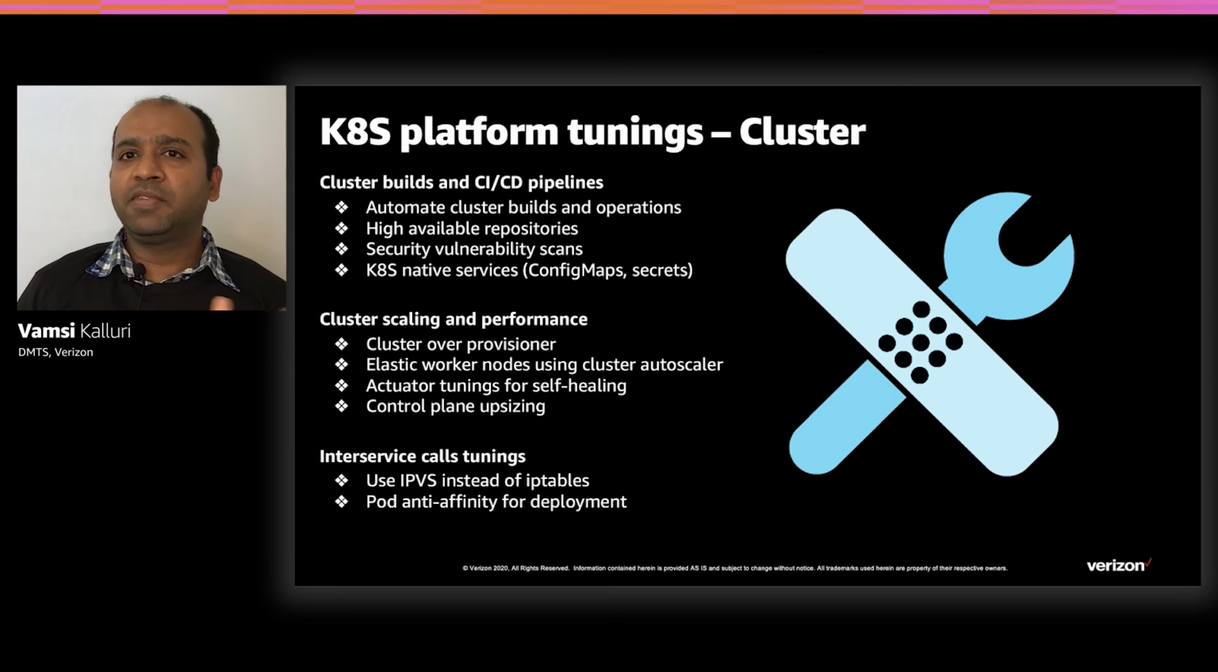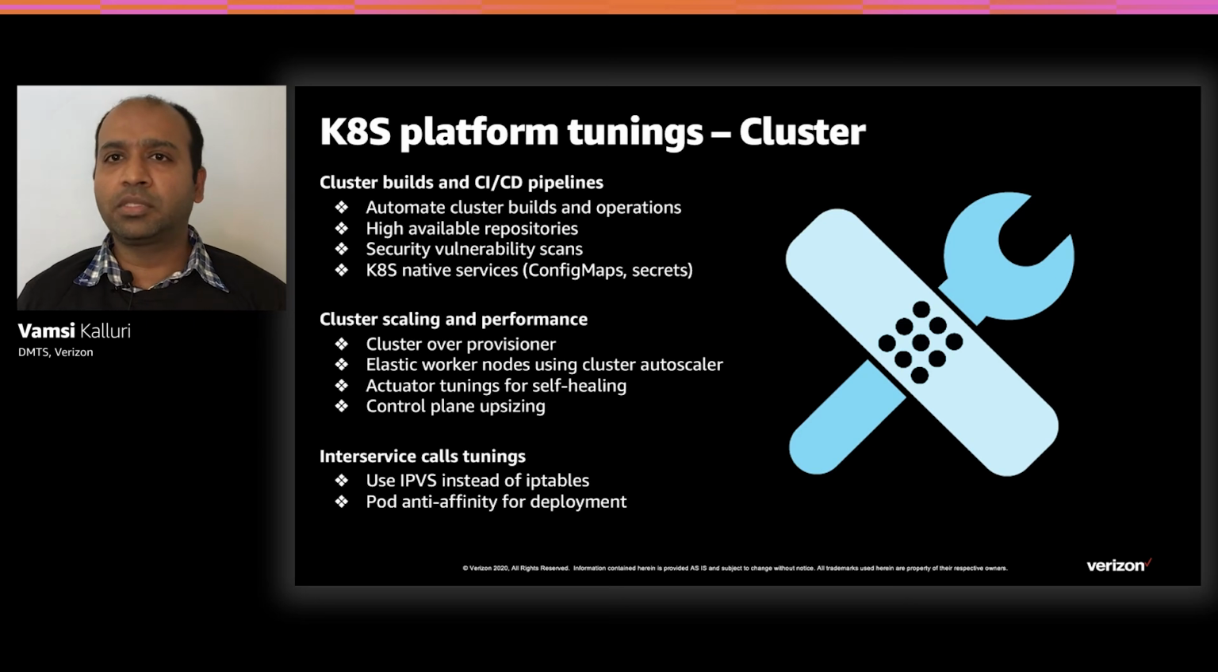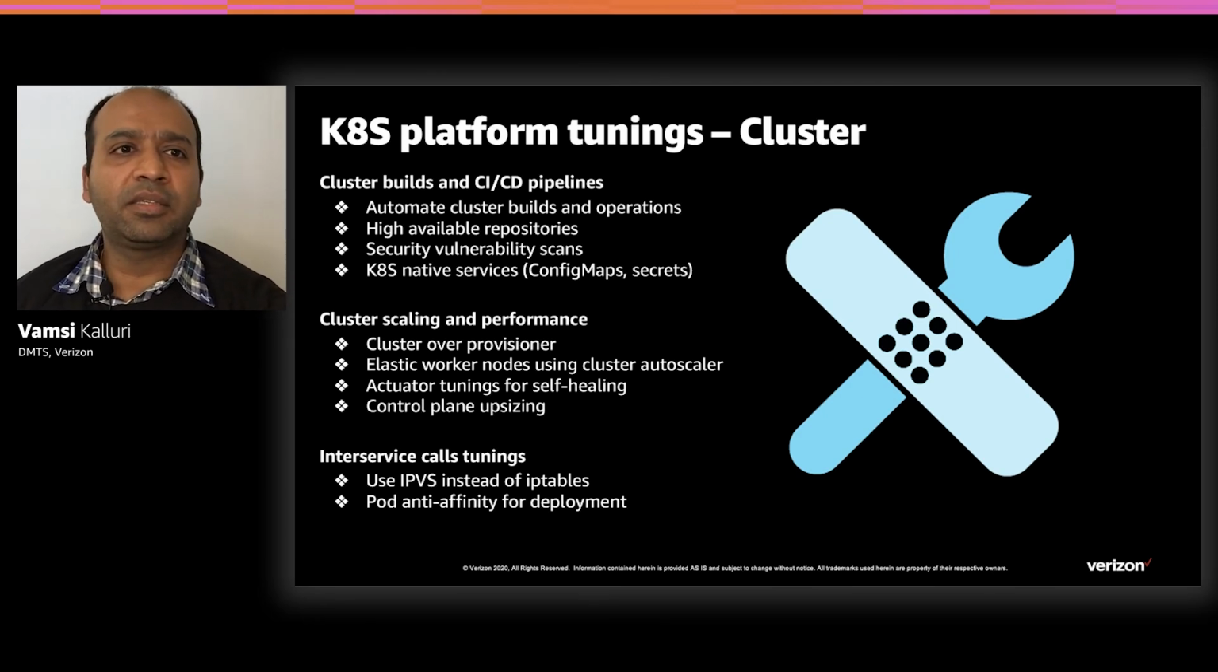With the new microservices architecture, you would definitely see a lot of inter-service calls happening. So we had to fine-tune a few things to move them to use IPVS, the IP Virtual Server, instead of IP tables, and also update the routing to round robin. We also applied pod anti-affinity rules for deployments for better performance. Next, the network tunings.